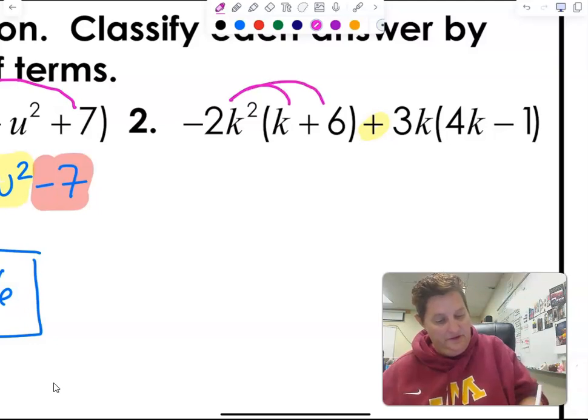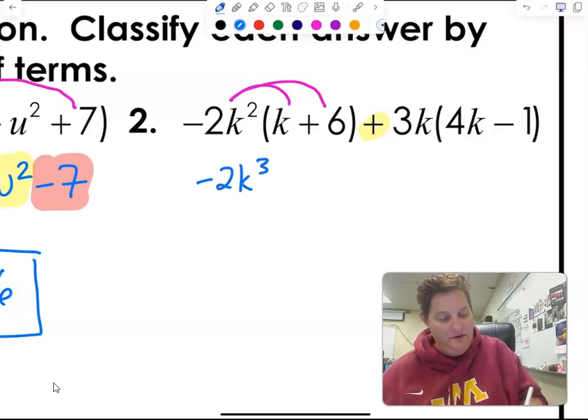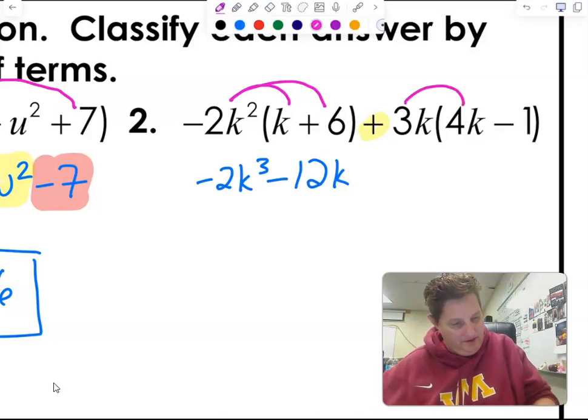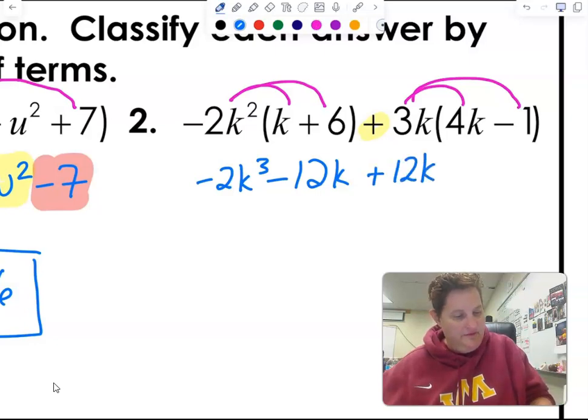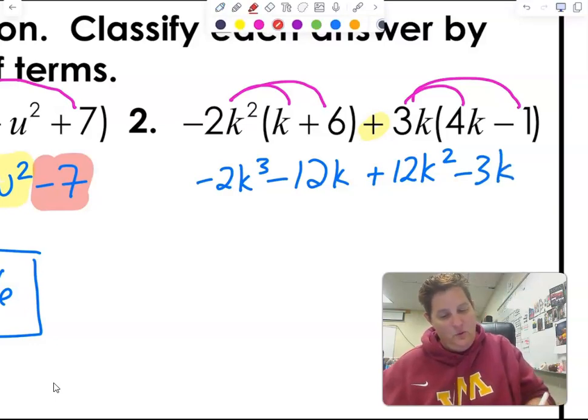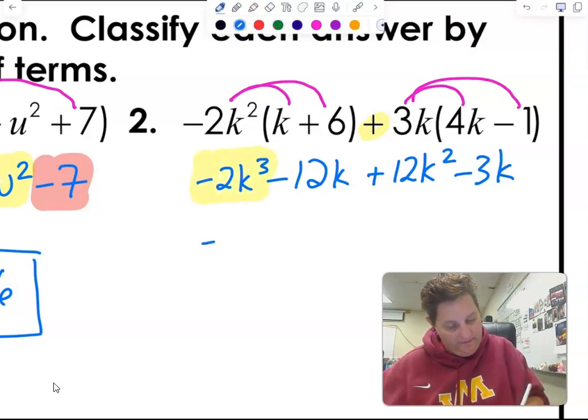Okay? Same idea here, except I have stuff to distribute on both. I'm going to distribute this. This is going to give me negative 2k to the third minus 12k. And then when I distribute this one, I get positive 12k squared minus 3k.